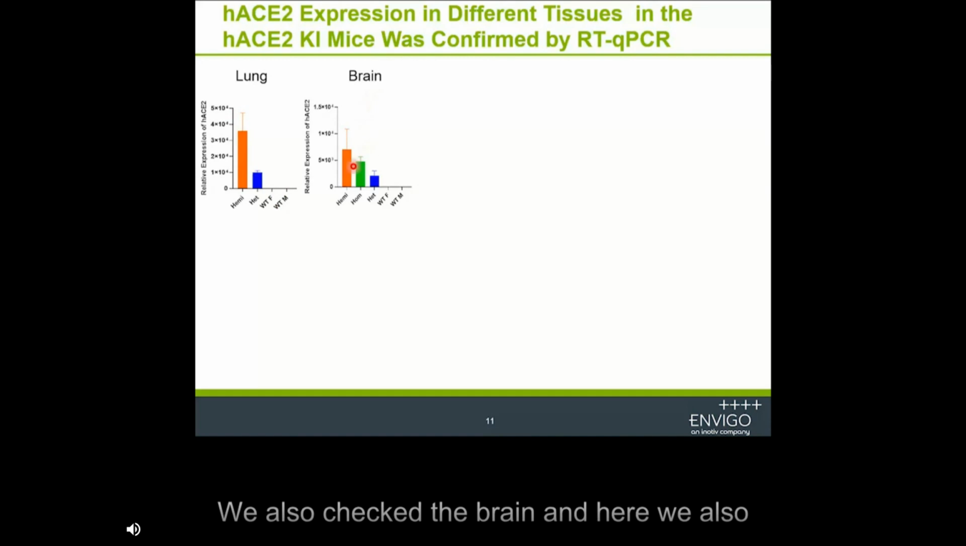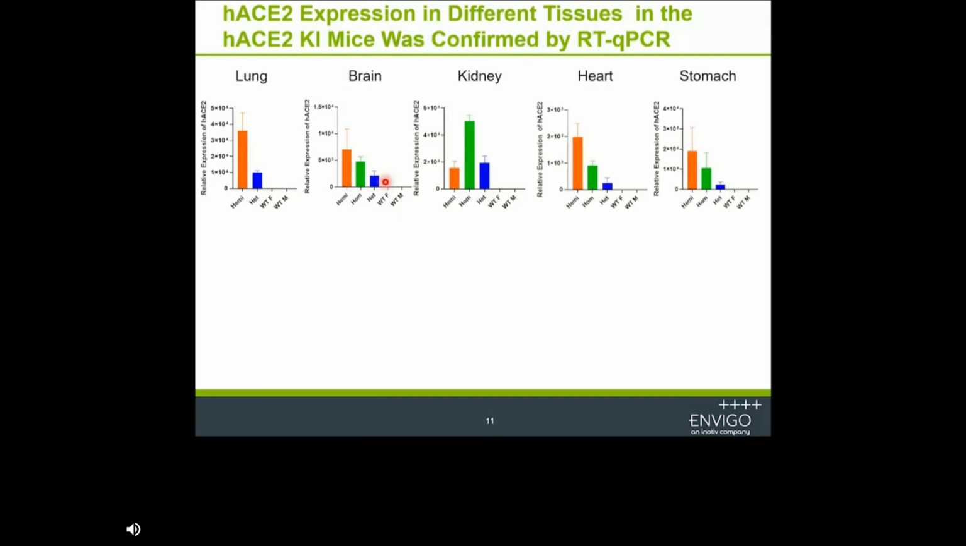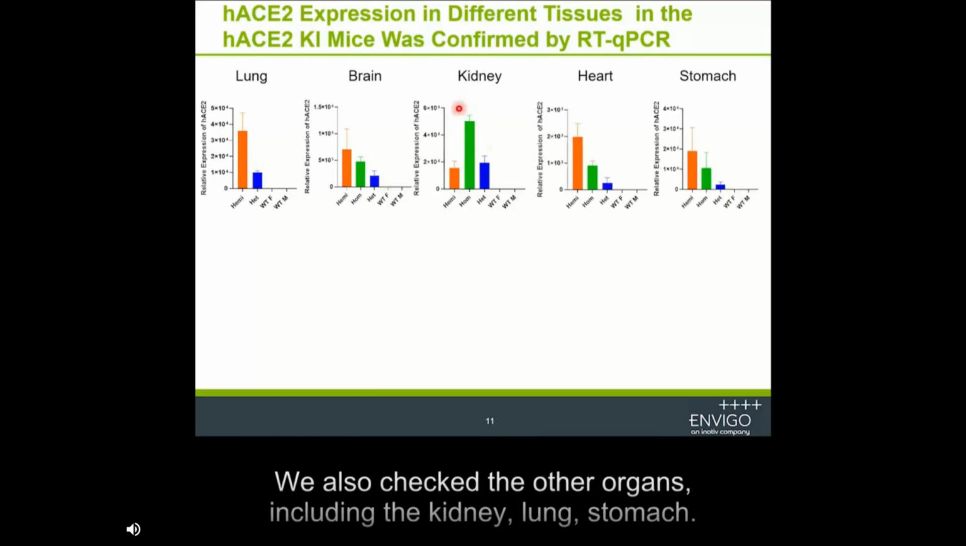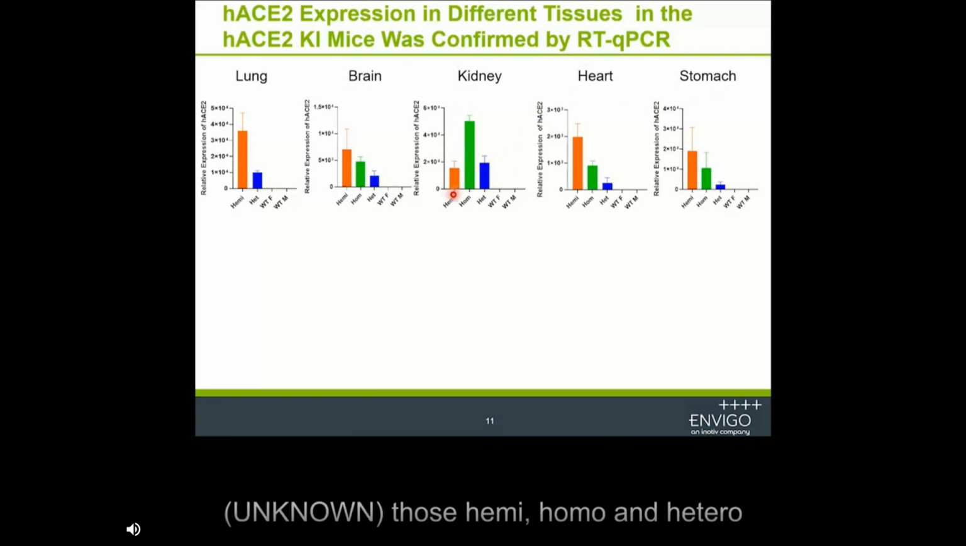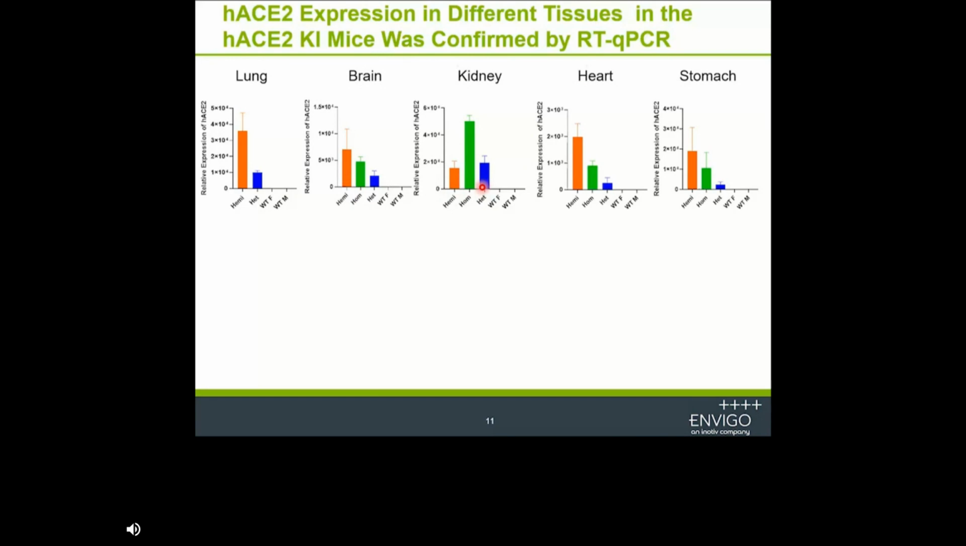We also check the brain, and here we also include homozygous animal, female. Hemizygous, homozygous, and heterozygous all show expression of human ACE2. We also check the other organs, including kidney, lung, stomach, basically those hemi, homo, and het all express human ACE2 as expected.